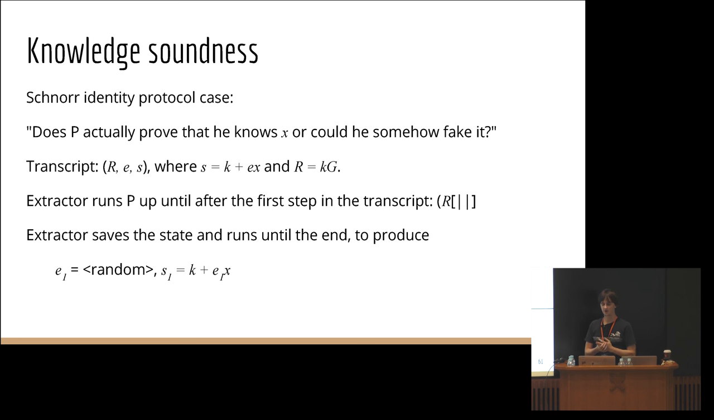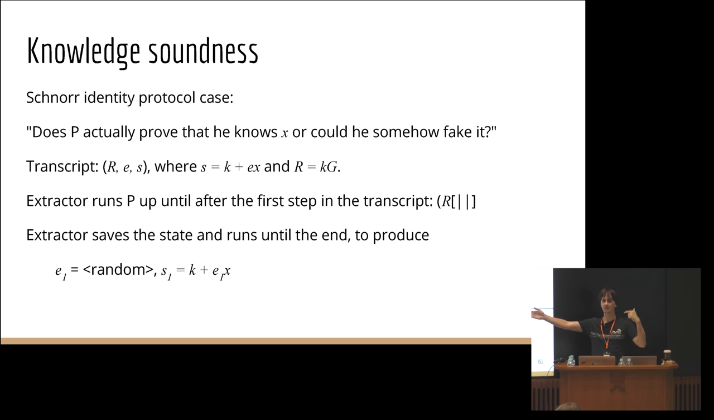And the extractor runs the prover, first point only. So he gets R. The extractor now has one R, and the extractor now saves the state. It saves like a game, like a video game. You just save, and then you can reload later. He saves, and then he runs to the end.